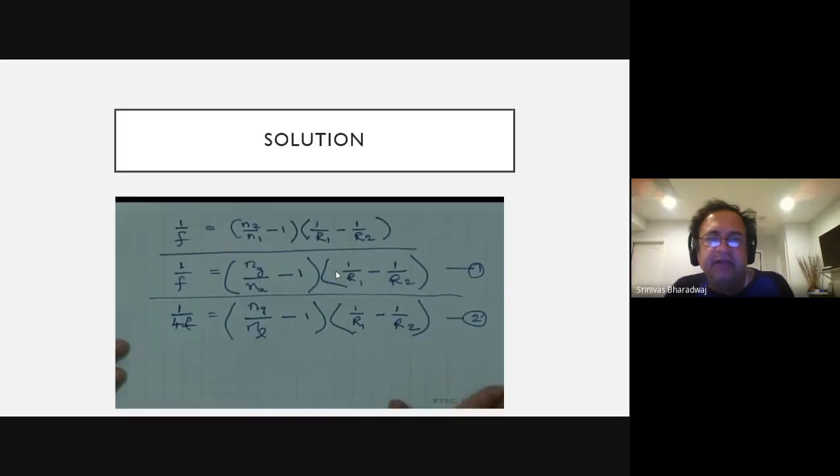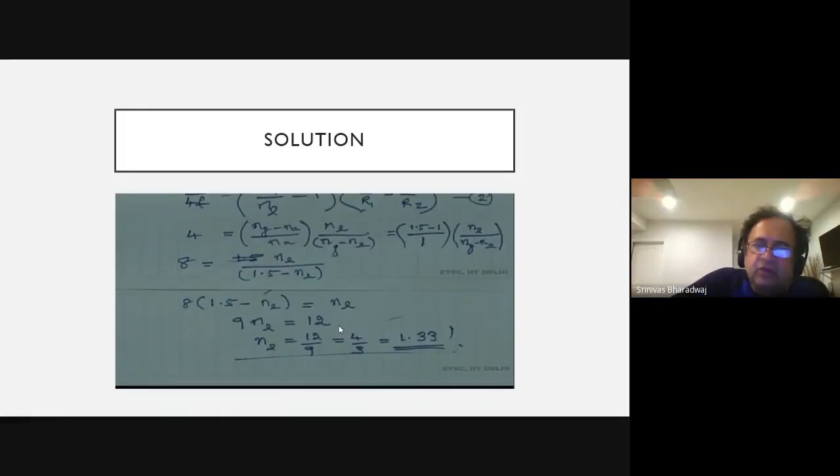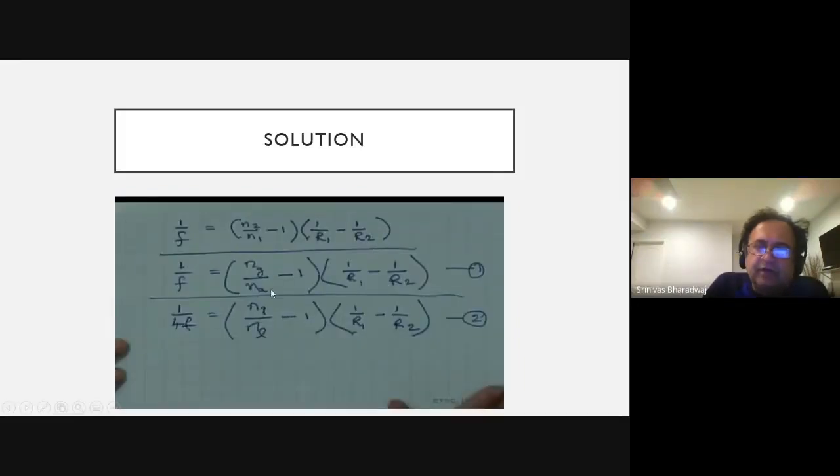So using that, and then similarly 1 by 4F equals 0.5 times something else, Ng by NL minus 1, times 2 by R, okay? So when you solve for that, you will then be able to calculate the NL, okay? Because of the 4F, okay? So when you solve for that, you will therefore end up with the corresponding value. So this formula helps you calculate this 1 by R1 minus 1 by R2, okay?